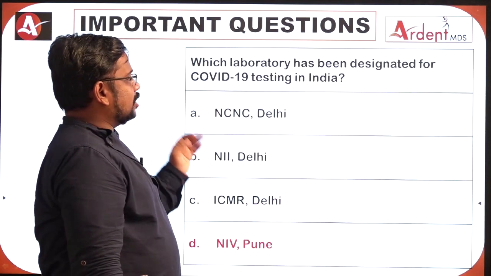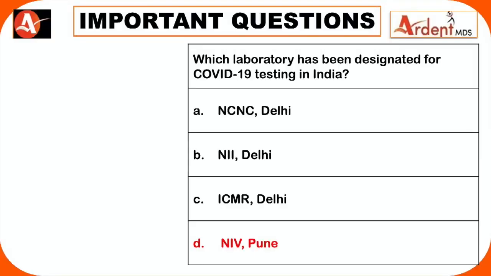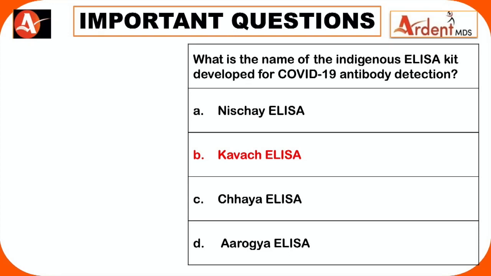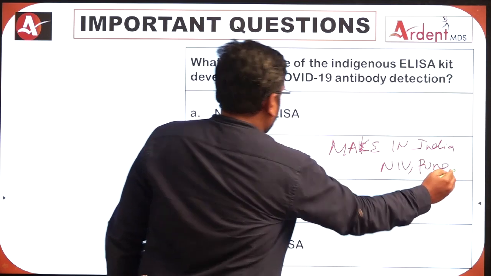Which laboratory has been designated for COVID-19 testing in India? That is NIV, the National Institute of Virology, Pune, and this is called the nodal laboratory for India. And who is the nodal officer in a district? The Collector is the nodal officer in a district. Nodal laboratory is NIV. What is the name of the indigenous ELISA kit developed for the COVID-19 antibody? That is Kavach ELISA. This comes under a project called Make in India, and it is developed by NIV, National Institute of Virology, Pune.